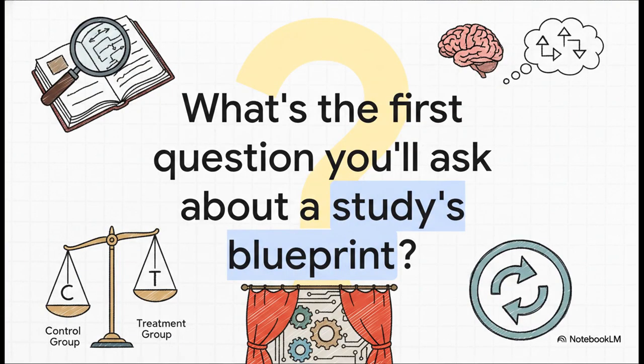So I'll just leave you with this question to think about. The next time you see a headline about some groundbreaking discovery, just pause for a second. Before you buy into the conclusion, what's the first thing you're going to ask about its blueprint? Was there a control group? Did they use randomization? Because now you actually know how to look behind the curtain and judge that foundation for yourself.